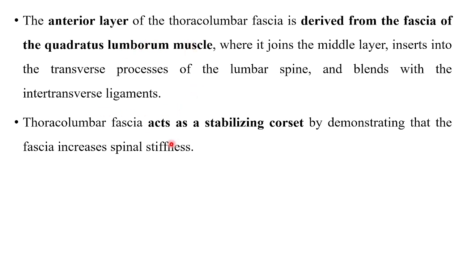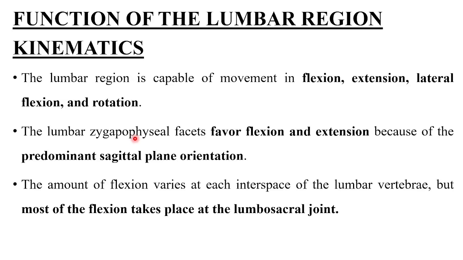The thoracolumbar fascia acts as a stabilizing corset by demonstrating that the fascia increases the spinal stiffness. So this particular thoracolumbar fascia will be acting like a stabilizing corset, increasing the spinal stiffness and protecting the structures over the lumbar region as well as your thoracic region. So thoracolumbar fascia tightness may lead to back pain.